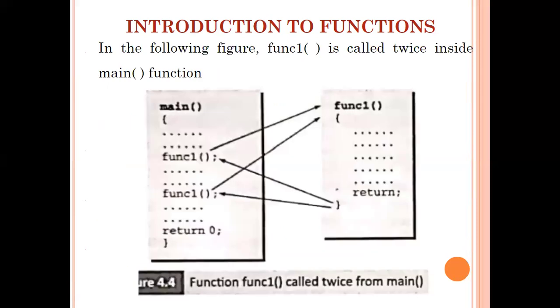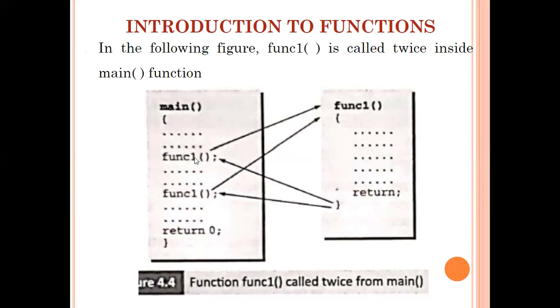In order to understand the last 2 points, look at this figure. Here also we have 2 functions, main and function 1. In the previous figure, this main function called function 1 for only one time, right? But in this figure, the main function calls the same function, function 1, for 2 times. This is the first function call statement, and this is the second function call statement, right?